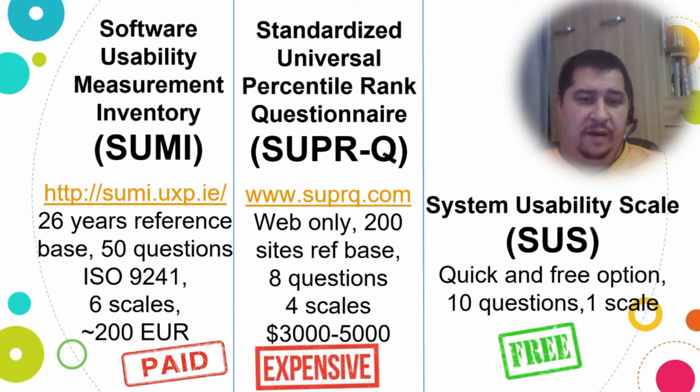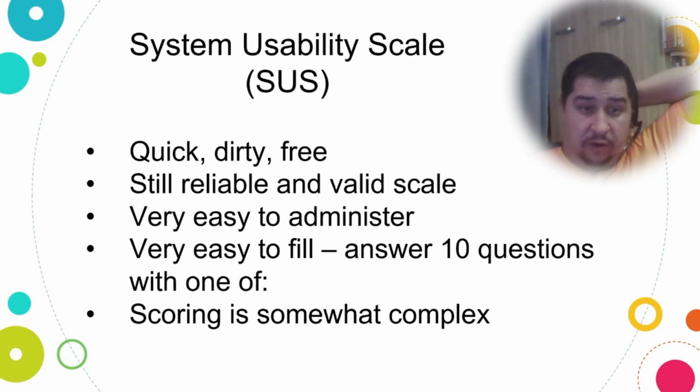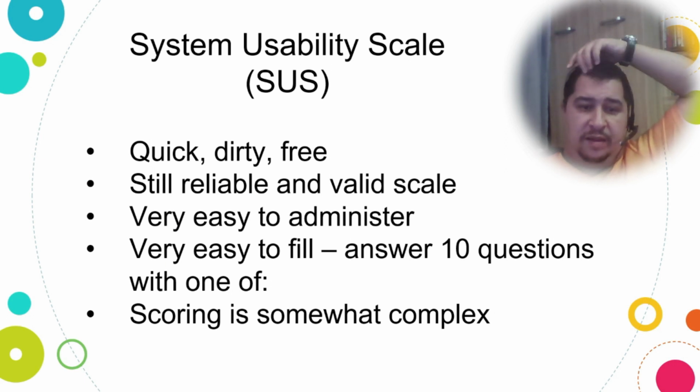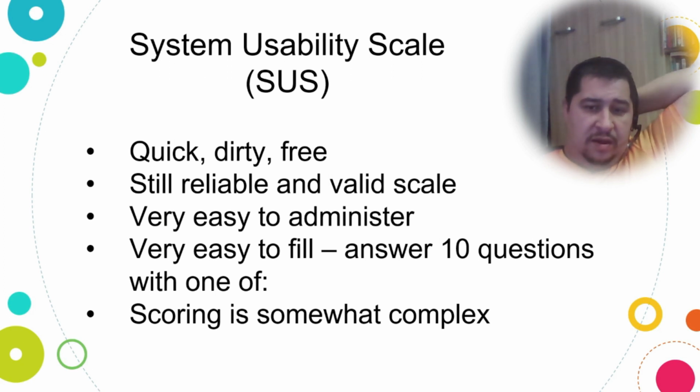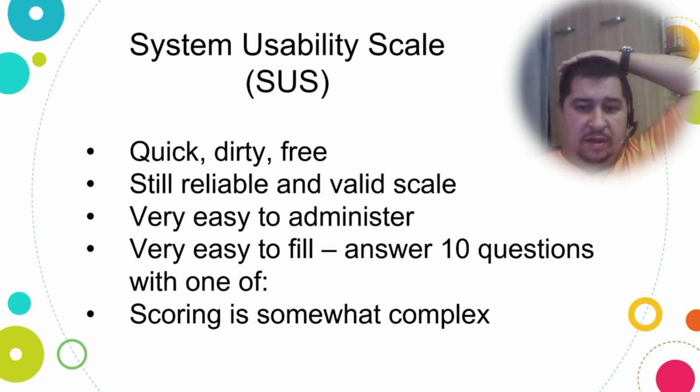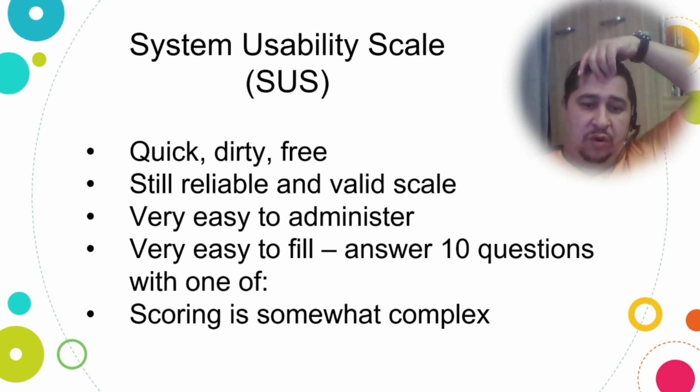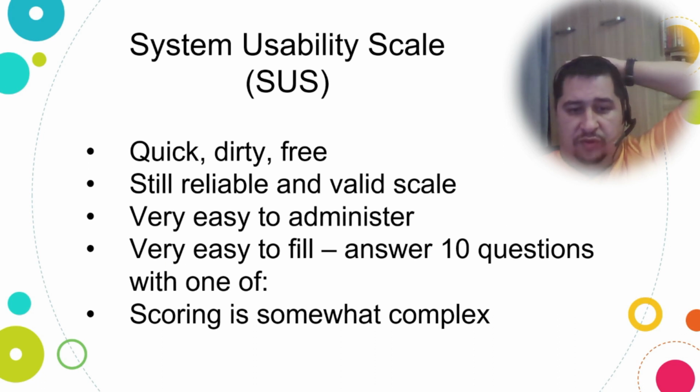So we have SUMI, we have SuperQ, but I recommend using System Usability Scale or SUS. This is a quick, dirty, and free option that is still reliable and valid scale. You need 20 users. It is very easy because you need to answer 10 questions and just fill one of the 5 options in a scale. How much do you agree?